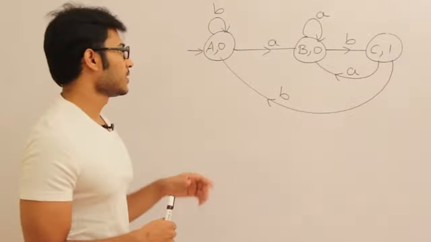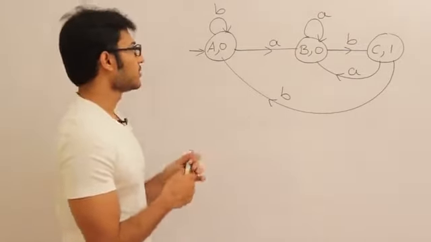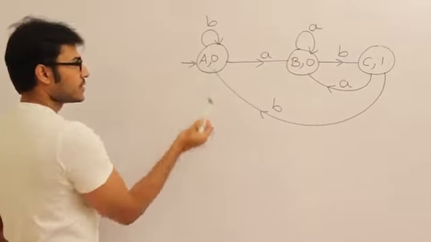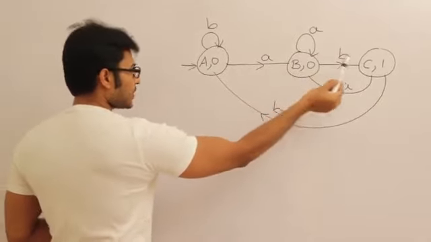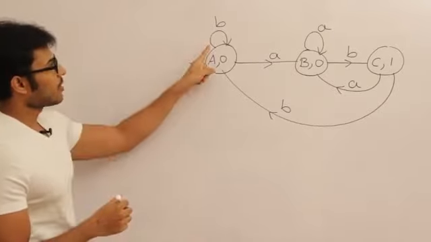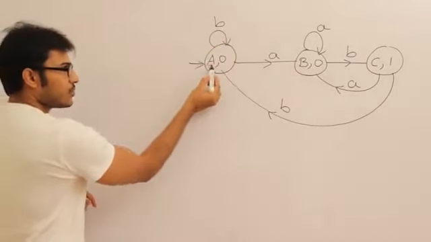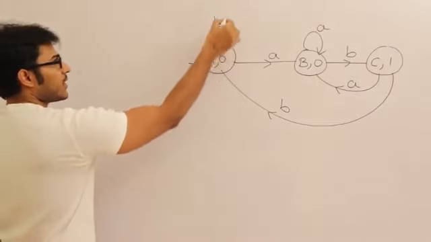Now let's try to convert this Moore machine to a Mealy machine. This is a Moore machine because output is associated with the states. Output is associated with this state, with this state. Okay, so what is the method? The method is always: whenever a transition is going into some state, whatever output is associated with that state, take it and write it there.